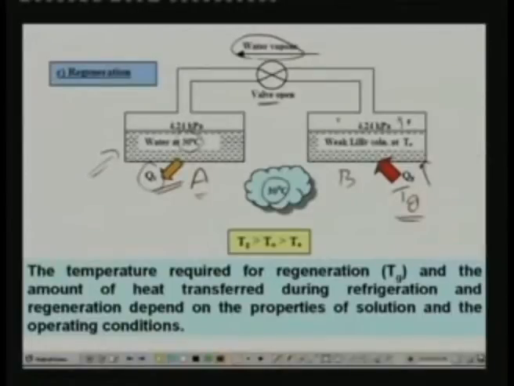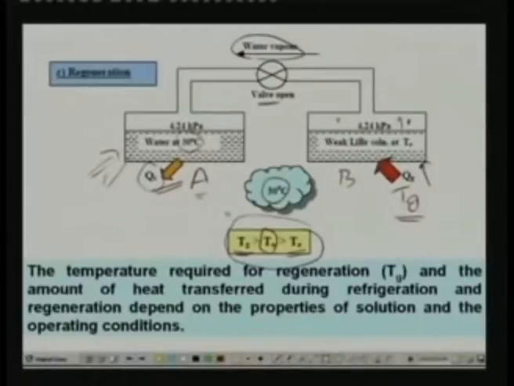One thing you can notice here is that we have three temperatures. One is Tg, the temperature at which heat is supplied to the solution for regeneration; let us call it the generator temperature Tg. Another is the heat sink temperature, the temperature at which heat is rejected during the absorption and condensation processes, T0. And finally we have the refrigeration temperature Te, the temperature at which refrigeration is produced. Obviously Tg is greater than T0, which is greater than Te. This relation holds good.